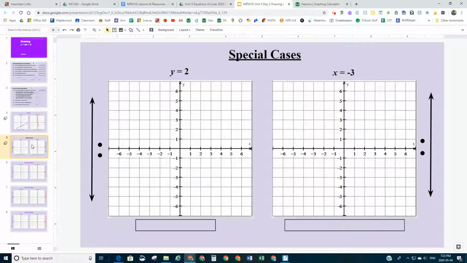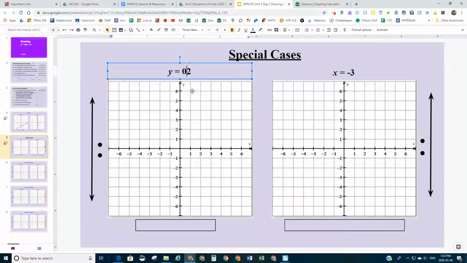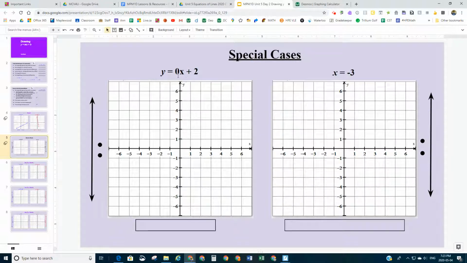So this one is y equals 2. You'll see that there's no x there. So this is really like 0x plus 2. Okay, 0x, there's no x. And if you think back to our last unit, we talked about slope. Slope of 0 means it's horizontal. Remember, we're going to do 0 skiing. This one is undefined when it goes up and down. This one is 0 slope.